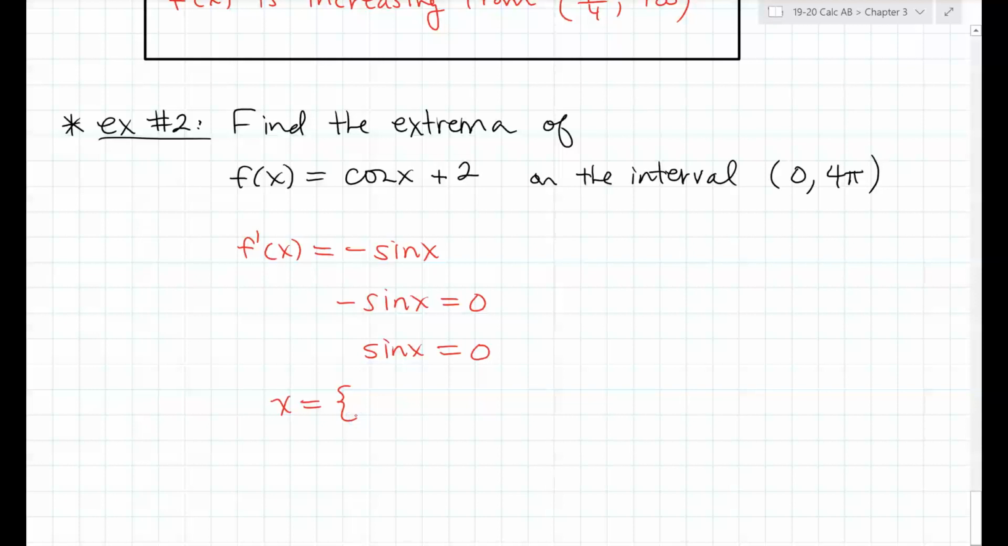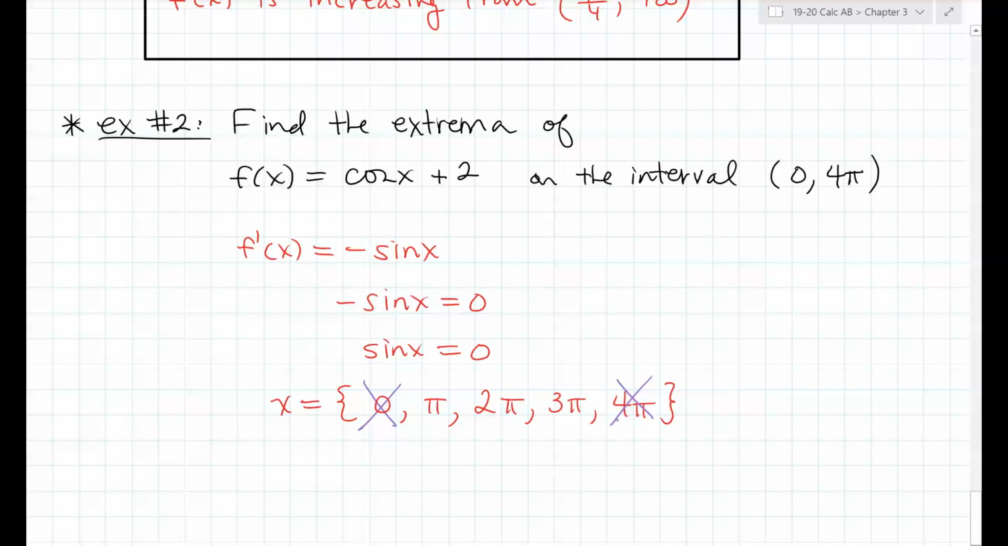Now most of the time people would say, well, from 0 to 4 pi it would be 0, pi, 2 pi, 3 pi, and 4 pi. But remember, they're not including 0 and 4 pi. So I have 3 critical numbers total. Okay, how did I get those values? Remember, sine of x equal to 0.